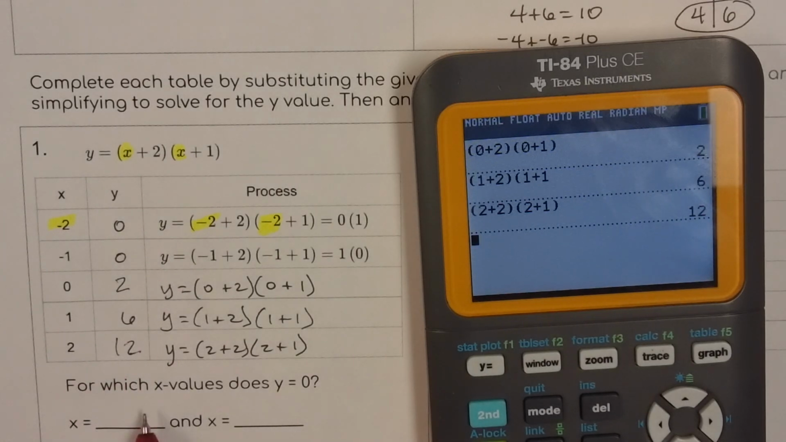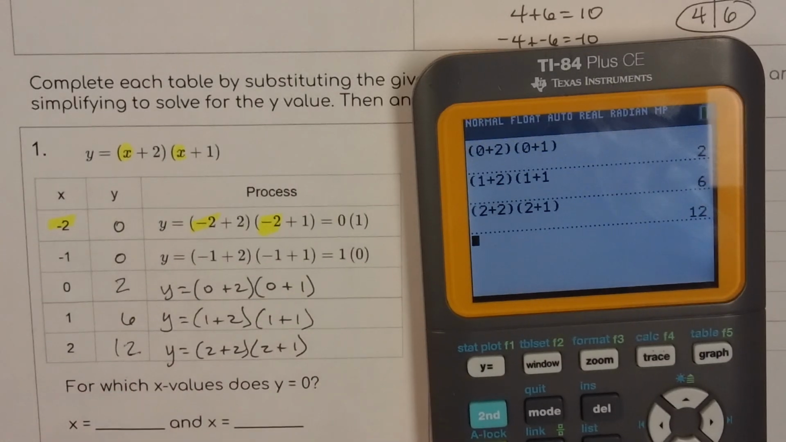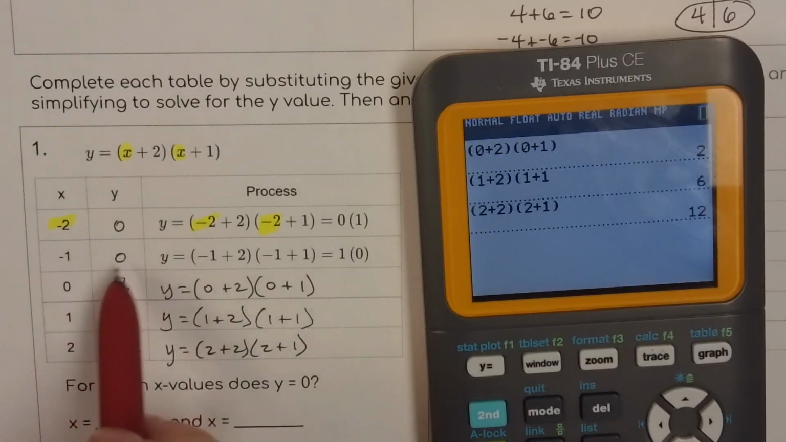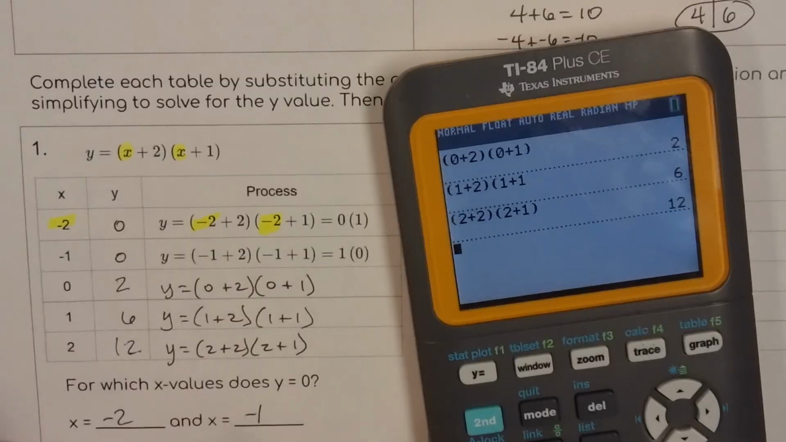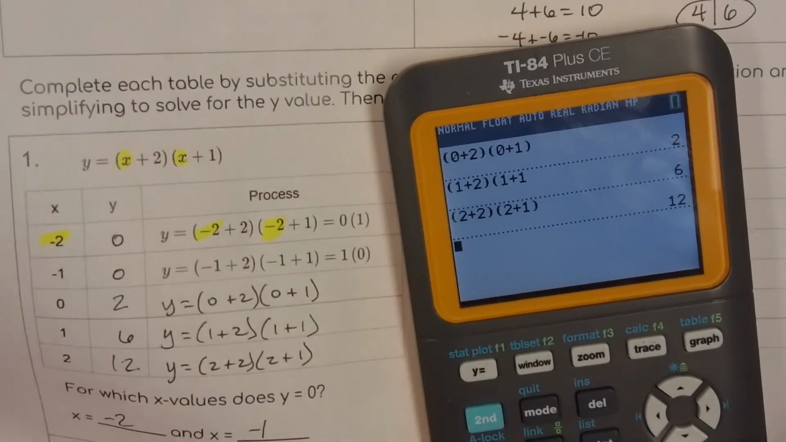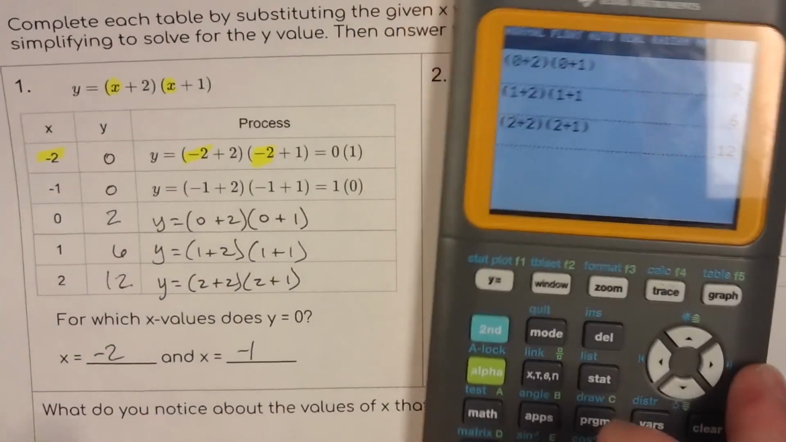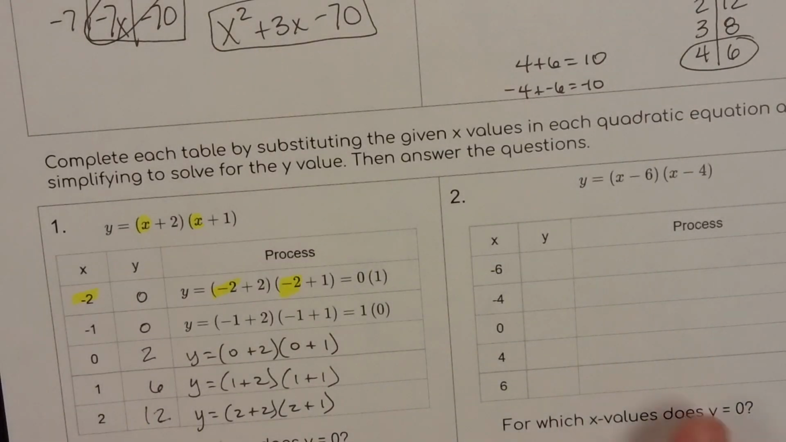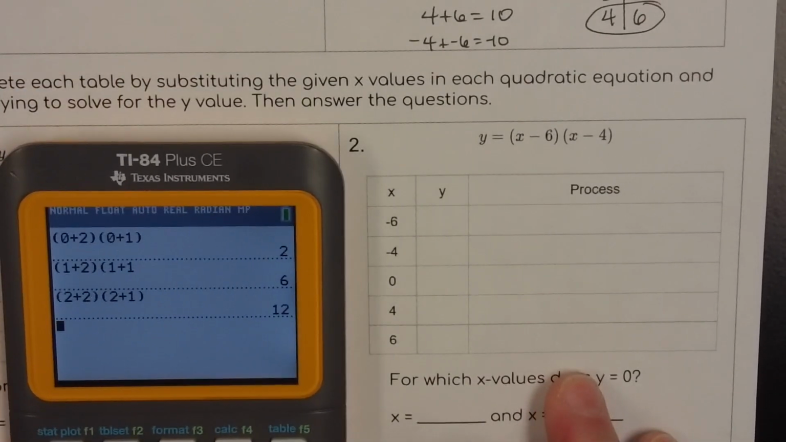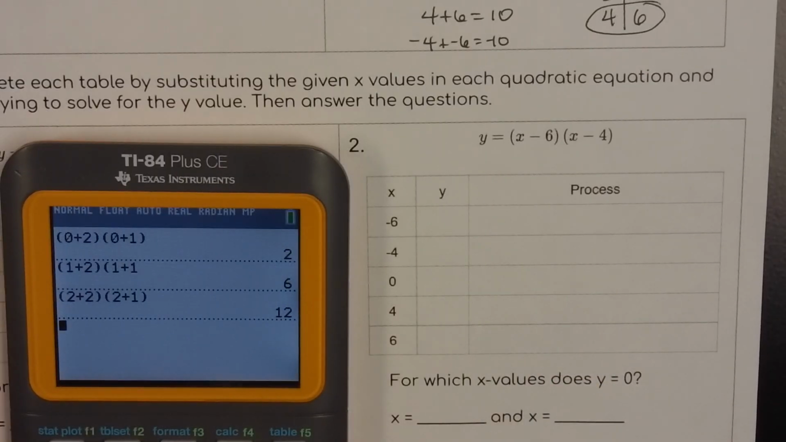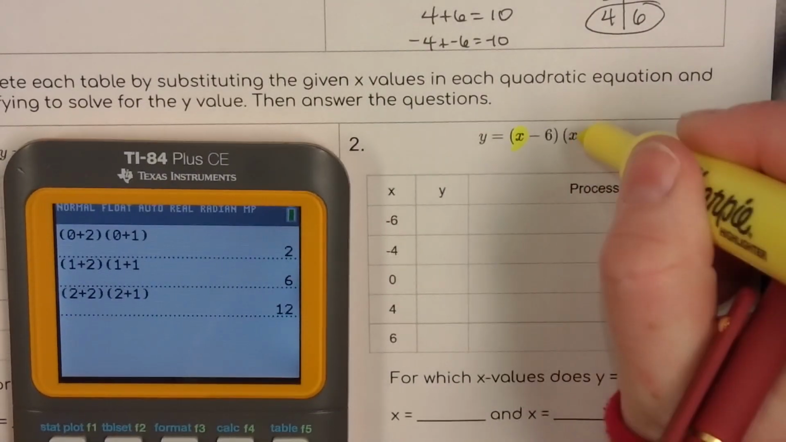It says for which x values does y equal 0? And we got those in our first ones here. So when x was negative 2 and when x was negative 1. Right. Let's do the next one. Again, you can pause, rewind, go back. We're going to plug in the x here and here.